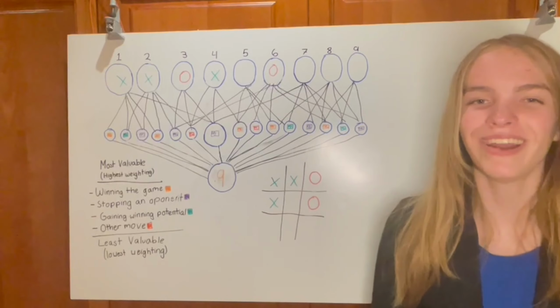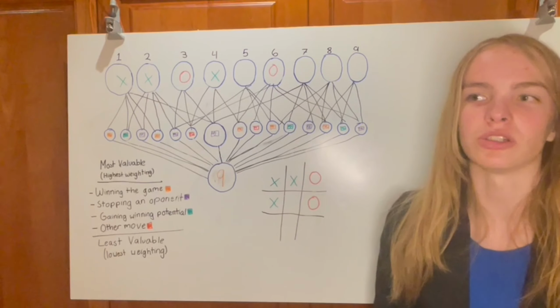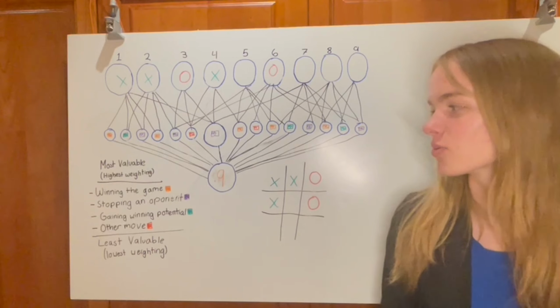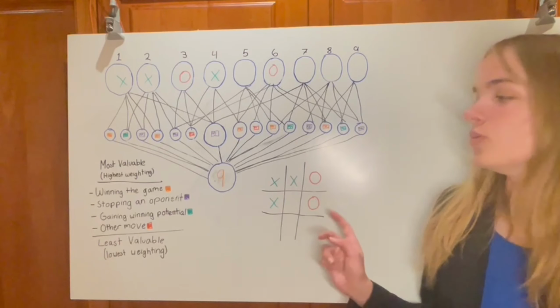The weightings in tic-tac-toe from most valuable to least valuable are winning the game, stopping an opponent, gaining winning potential, or any other move. The neural network chooses whichever one of the possibilities has the highest weighting and plays it. So now in this situation, it knows that it should win the game.